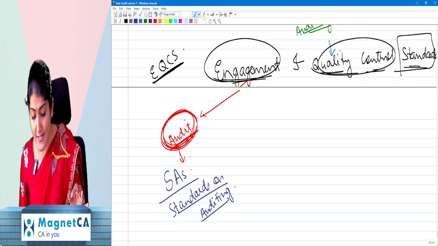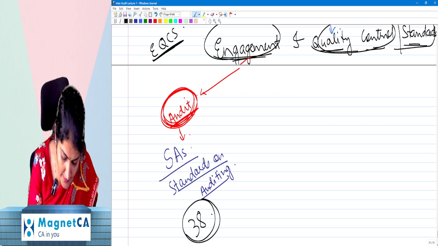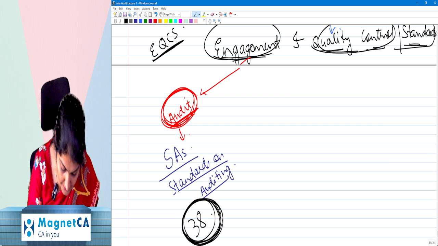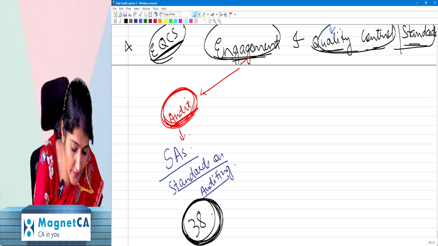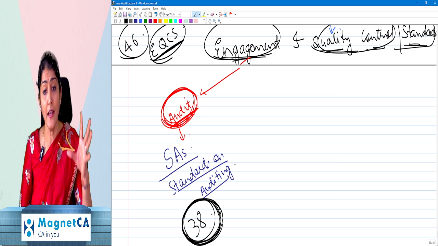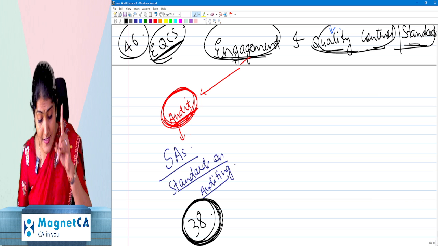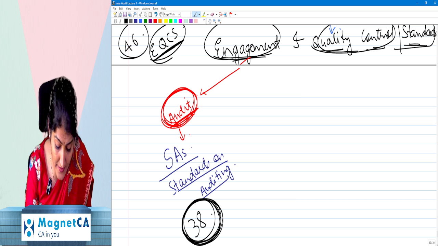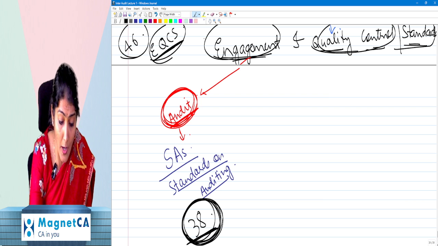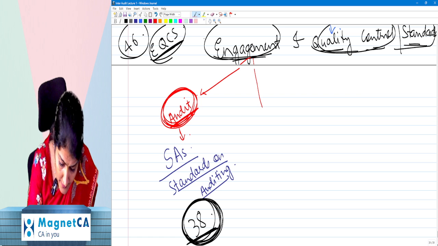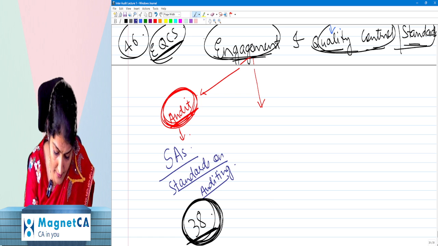How many standards on auditing have been issued by ICAI? 38 standards on auditing. In total, how many EQCS are there? 46 engagement and quality control standards. Out of that, first is the standards on auditing. And how many standards on auditing are there? 38.